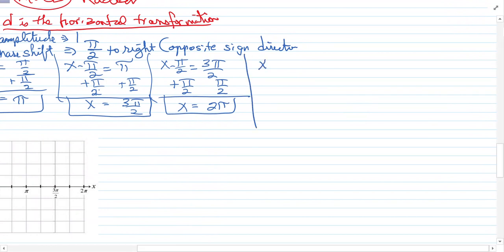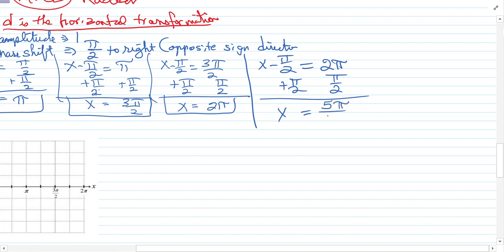So then I have x minus pi halves is equal to 2 pi. I'm going to add pi halves to both sides. And this gives me x equals, so that would be 5 pi halves. Okay, now I have my values. I'm going to do my t-chart.